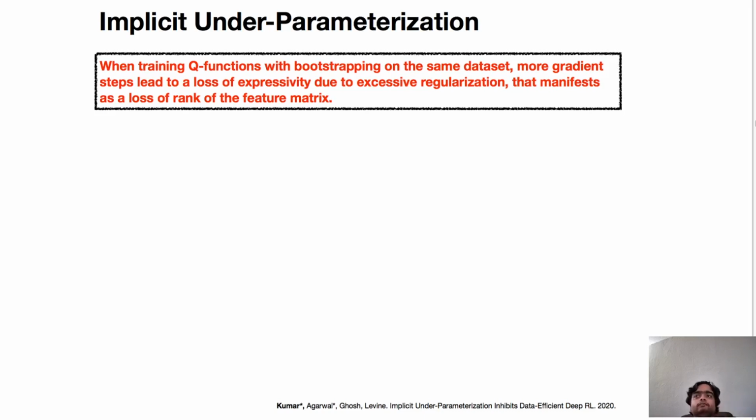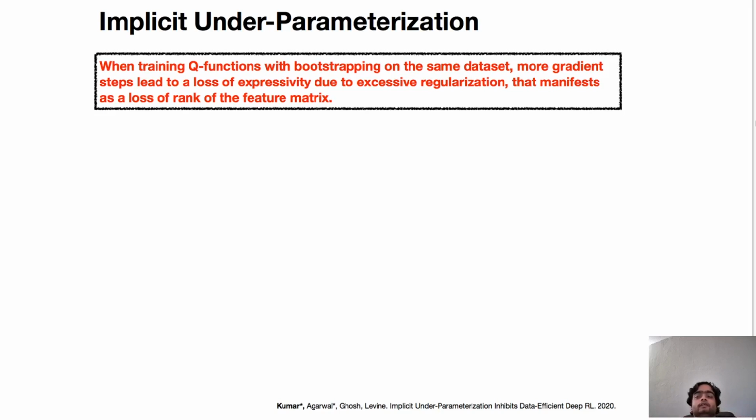When training Q functions with bootstrapping-based objectives on a given dataset, so you have a fixed dataset and you are training Q functions using bootstrapping, it turns out that if you do more gradient steps for training, and here the dataset is fixed, so you're not collecting any samples online, you're just doing more and more gradient updates on this dataset, more and more gradient updates lead to a loss of expressivity of the Q function network.